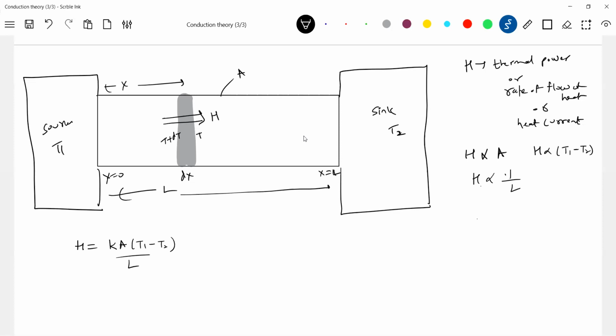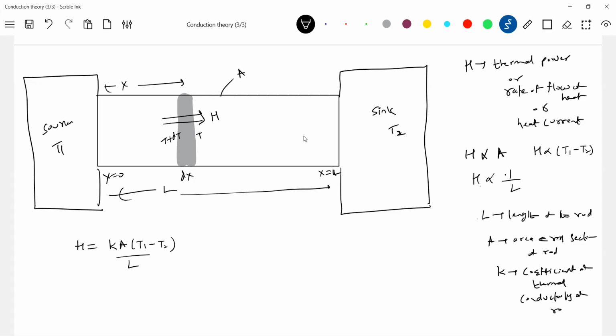Okay, so what are these? L is the length of the rod, A is the area of cross section of the rod, and K is the coefficient of thermal conductivity of the rod. What can be the unit for K? Watt per meter per Kelvin.